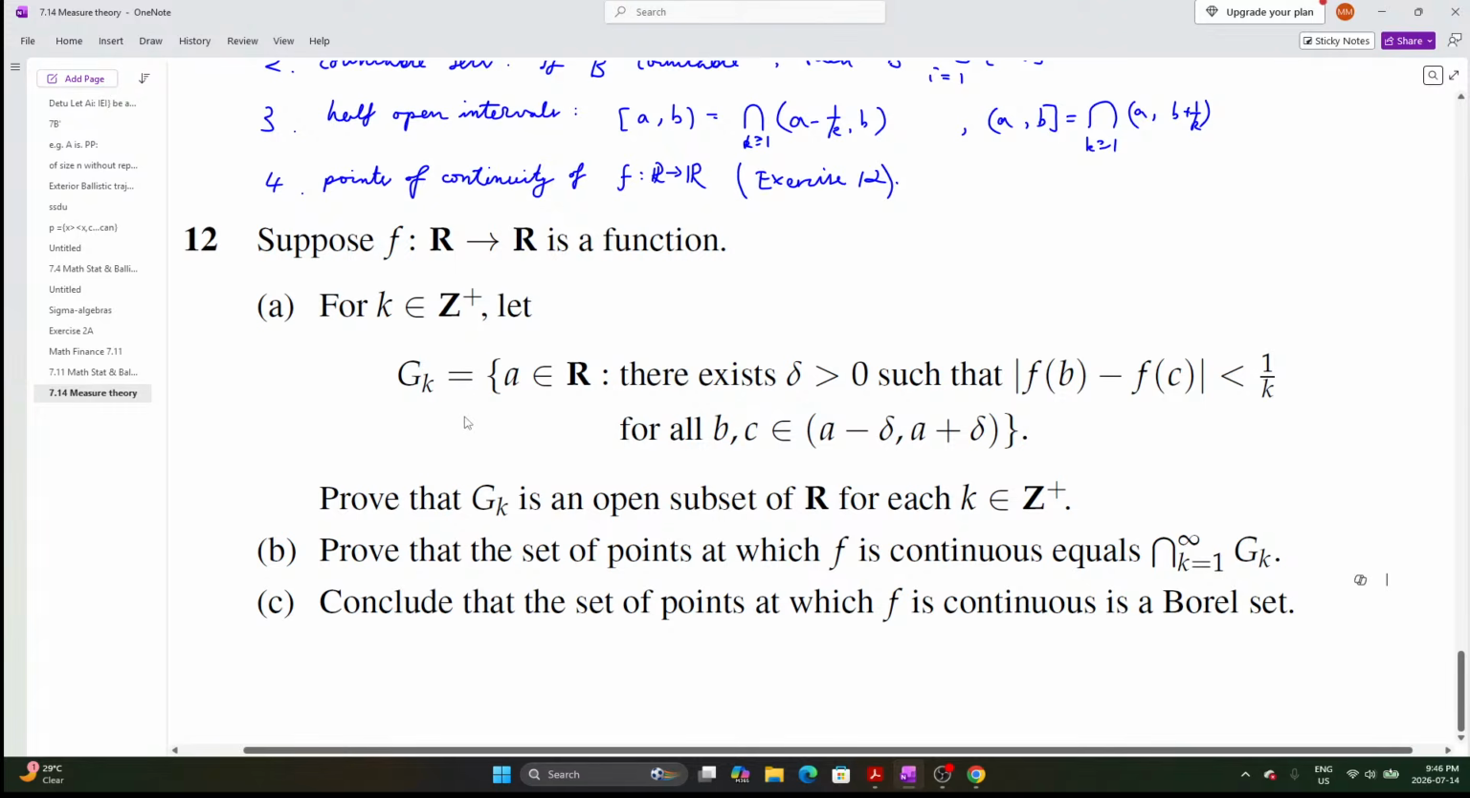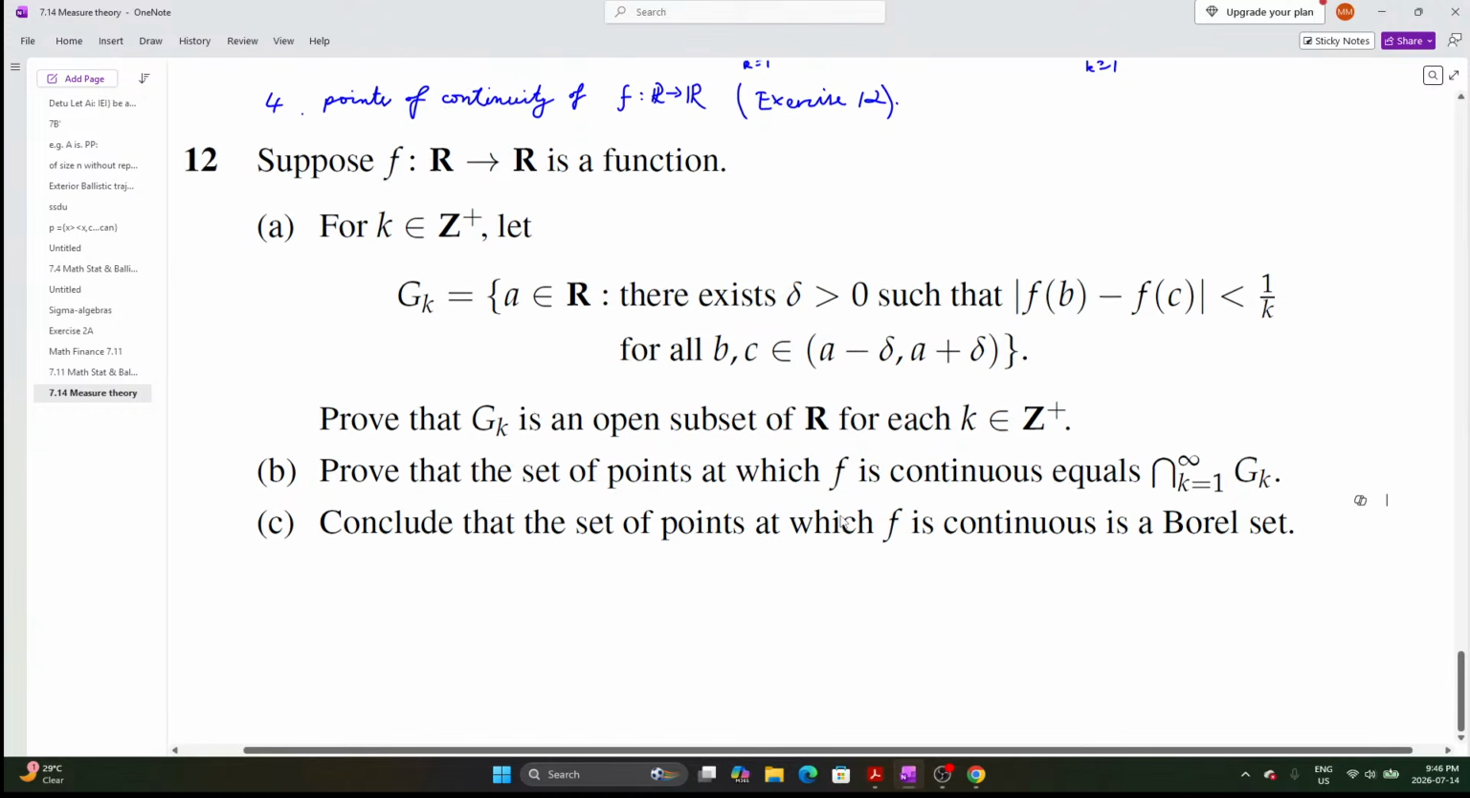G_k is defined as follows. It is the collection of points a in the reals such that there exists delta such that the absolute value of f(b) minus f(c) is less than 1 over k for all b, c in (a minus delta, a plus delta). Prove that G_k is an open subset.